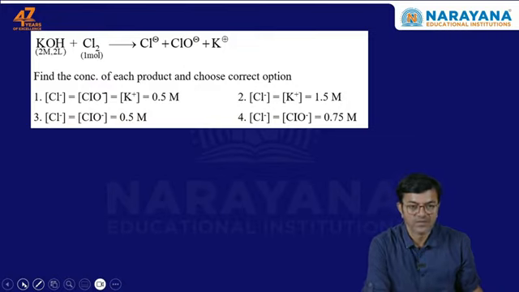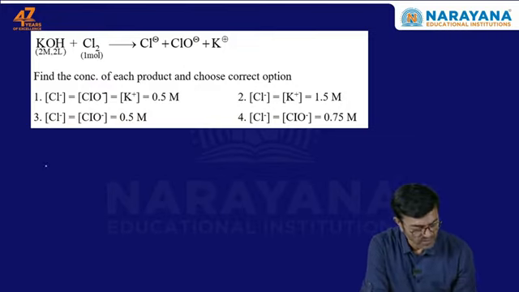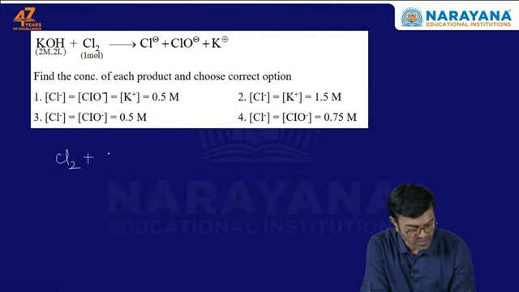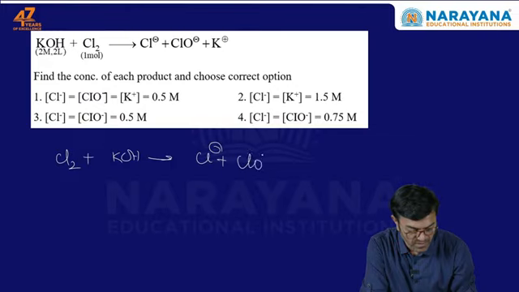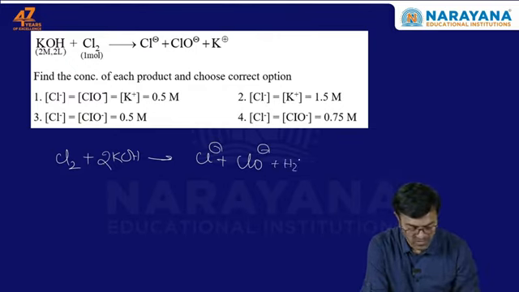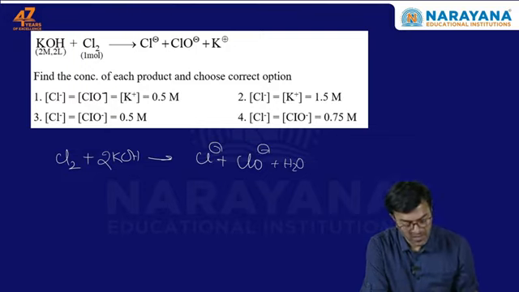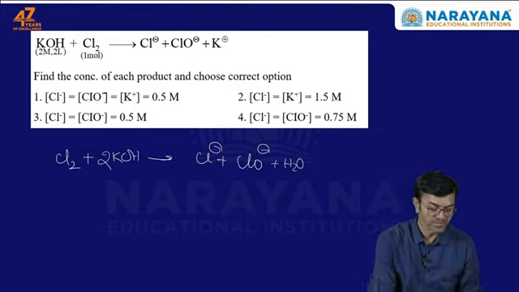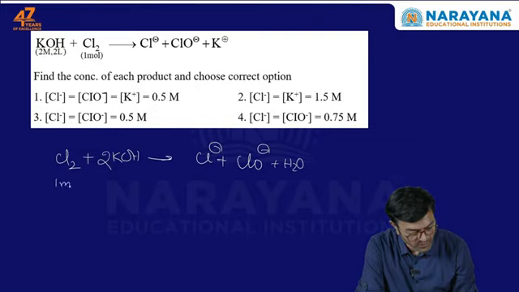Next one is related to stoichiometry. Chlorine is treated with KOH, so that we will be getting Cl minus, ClO minus. When we balance this, we need 2 moles of KOH, and we will also be getting H2O. Find the concentration of the products and choose the correct option. We have 1 mole of chlorine and 2 molar KOH in 2 liters. So total it becomes 4 moles.